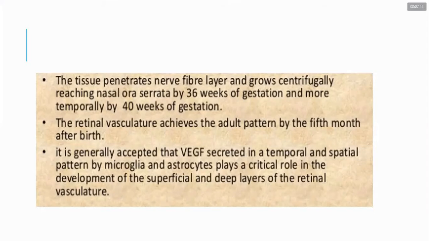It is generally accepted that vascular endothelial growth factors secreted in a temporal and spatial pattern by microglia and astrocytes play a critical role in development of both the superficial and deep layers of retinal vasculature. So these growth factors help these cells in the development of these vessels. So the retinal vasculature is almost complete, or gets the adult pattern, by the 5th month after birth.